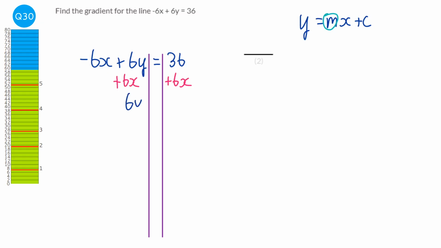So we've got 6y equals, and I'm going to put the 6x first, just to match the y equals mx plus c. Right, the next thing I'm going to do is get rid of this 6, because we just want a y there. So we're going to divide by 6 both sides. So we've got y equals 1x plus 36. Now we shouldn't really write 1, but because we're looking for m, we're looking for the number before x, I've kind of left it in there to show that the gradient will be 1.